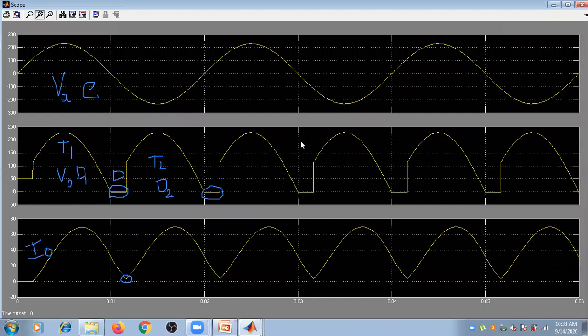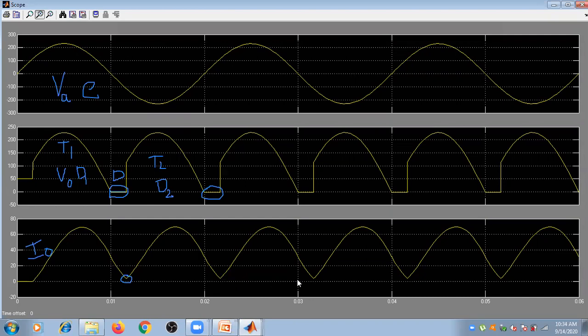Okay, so this is for continuous conduction operation. However, discontinuous conduction mode is not in our syllabus, so I have just skipped that theory part also. This continuous and discontinuous operation can be determined based on the current waveform. If the current comes to 0, then it will become discontinuous mode. When the current is not coming to 0, then it will be continuous conduction mode.